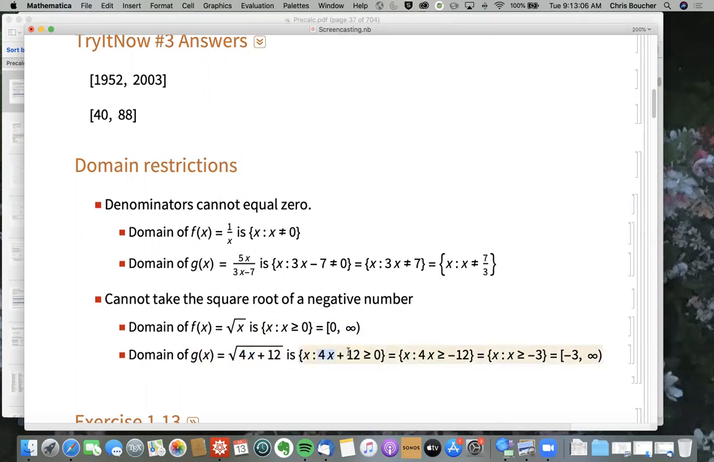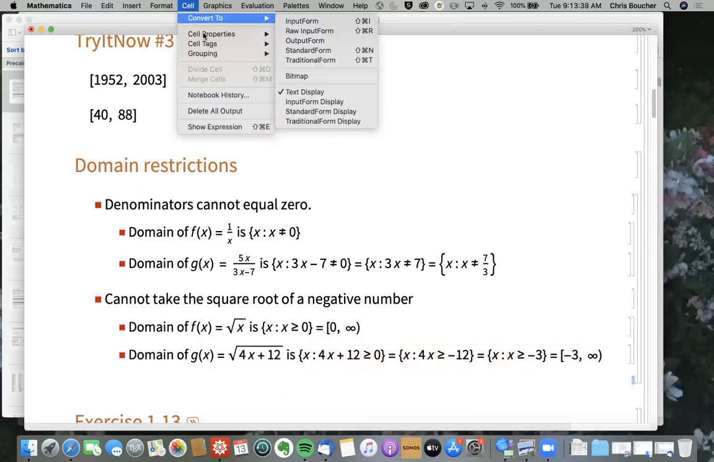And once again, we get an inequality here that we can solve just using some basic algebra. So I subtract 12 from both sides, then I divide by 4, and I get to this simplified version of the domain, the set of all x such that x is greater than or equal to -3, which again I can express in interval notation. So this function g, for example, is not defined at x equals -4 because that's not in the domain. It is defined at 5 because that is in the domain, and so forth.